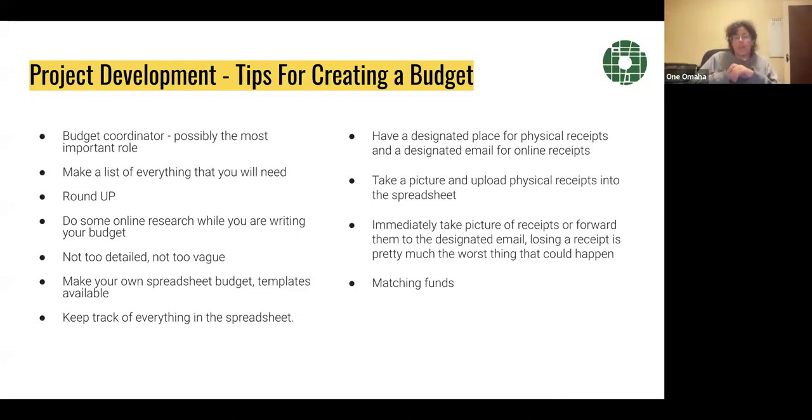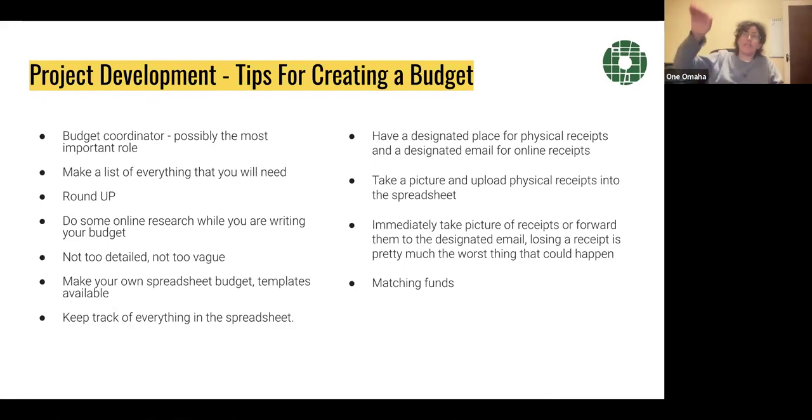As you think through all the things you need to do, write down all of the things that you will need. So if you're going to be purchasing supplies, what are those supplies? Write them down. And if you're going to be having an event, are you going to be renting the space? If you're going to be renting the space, how much does that cost?